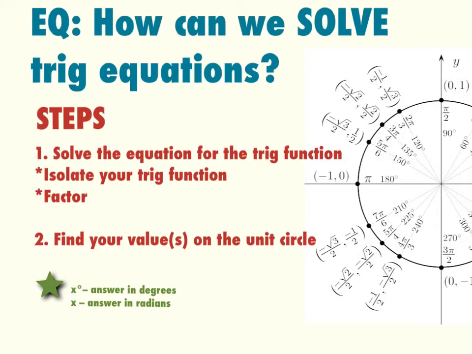Whenever we're solving trig equations, there are two main steps. First, we're going to solve the equation for the trig function. So we're going to isolate that trig function. If we need to factor, we'll factor. And then we're going to look at the unit circle and find the values on the unit circle. Things to note: if the x has this little degree symbol, your answer needs to be in degrees. And if it's just an x, then our answer is in radians.